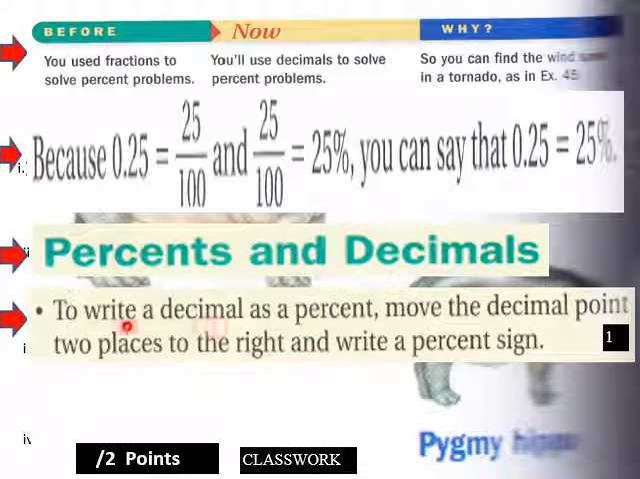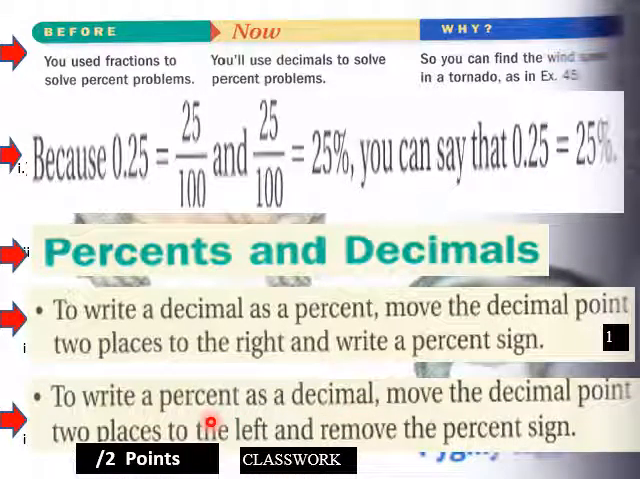And then percents and decimals. To write a decimal as a percent, move the decimal point 2 places to the right, and then write a percent sign. So that's what we did over here. We moved it 2 places to the right, and then use a percent sign there to designate that movement of your decimal. To write a percent as a decimal, move the decimal point 2 places to the left, and then remove the percent sign. When you remove the percent sign, the decimal point will go to the left. When you add a percent sign to a decimal, you move the decimal to the right 2 places.